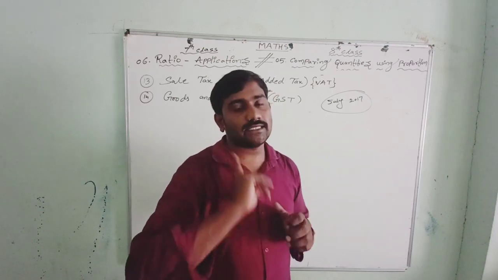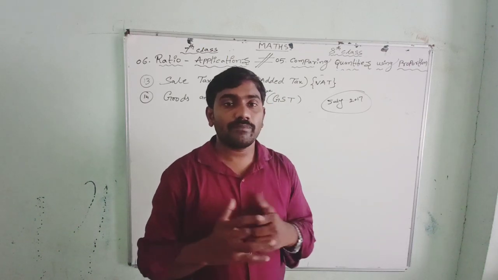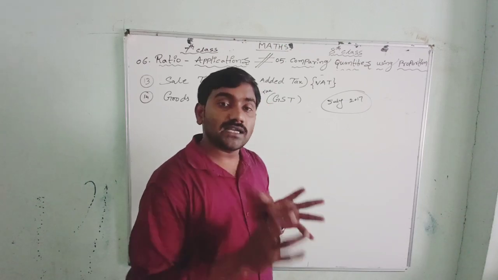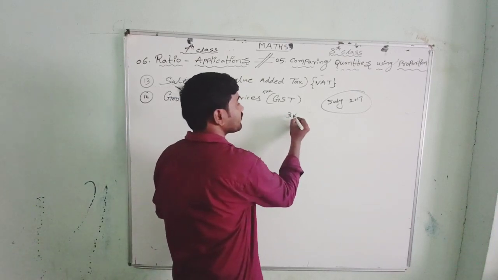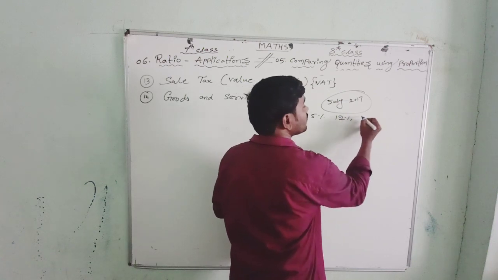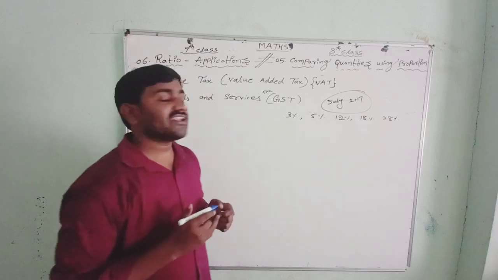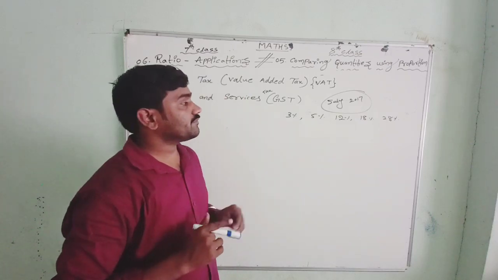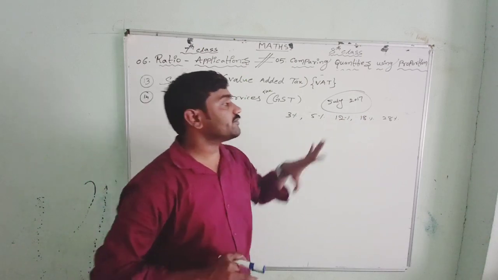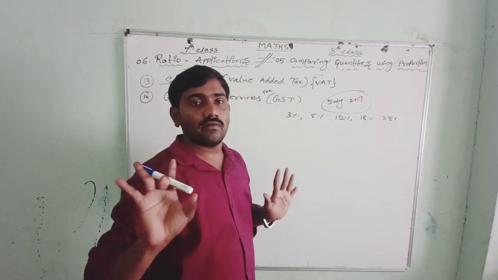One nation, one tax. That means GST will be levied on the article. According to the article, they will be putting taxes. On some articles there will be 3% tax, on some articles 5%, and on some articles 12%, 18% and 28%. According to the manufacturing and the value of the articles, the taxes will be different. These taxes will be the same throughout the country.